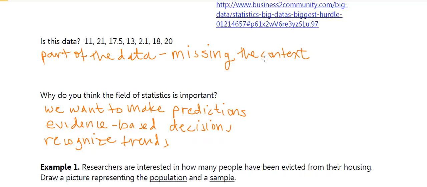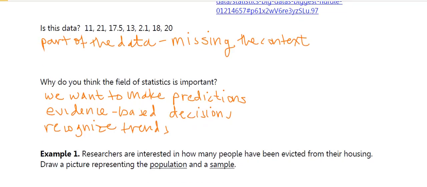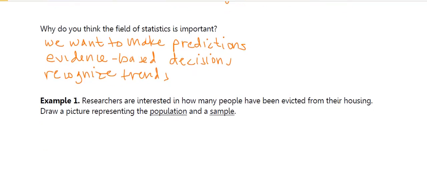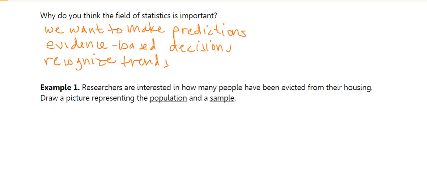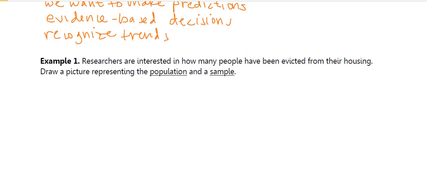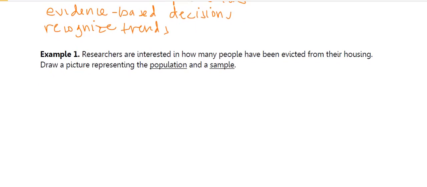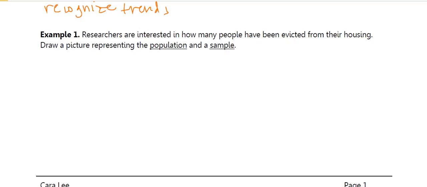So let's go to some of the vocabulary that we're going to be using this term in statistics. Here's an example. Researchers are interested in how many people have been evicted from their housing. Draw a picture representing the population and a sample. So these are two vocabulary words. Population is the larger group from which we're drawing.